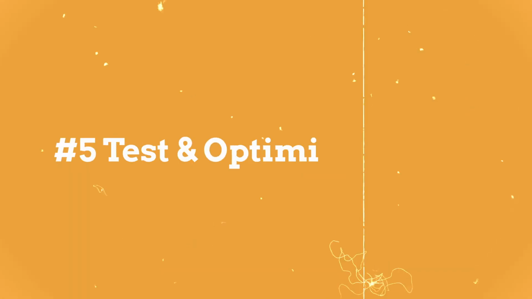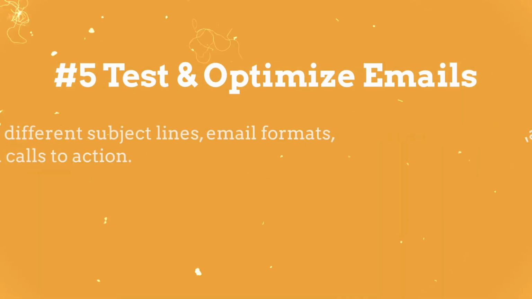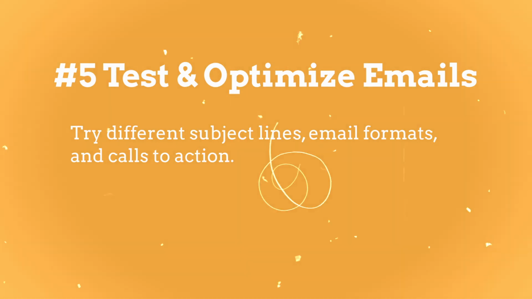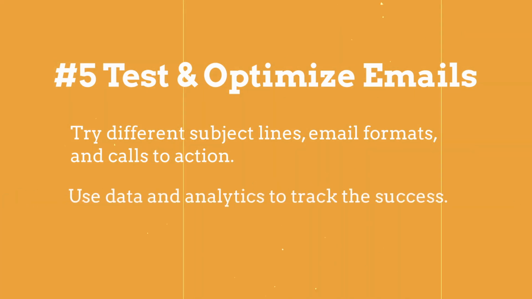Testing and optimization are the key to improving the effectiveness of your email campaigns. Try different subject lines, email formats, and calls to action to see which one performs the best. Use data and analytics to track the success of your campaigns and make ongoing improvements.